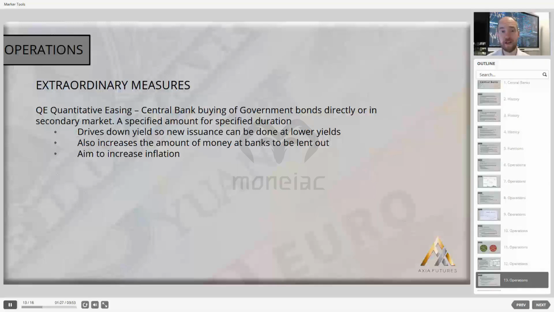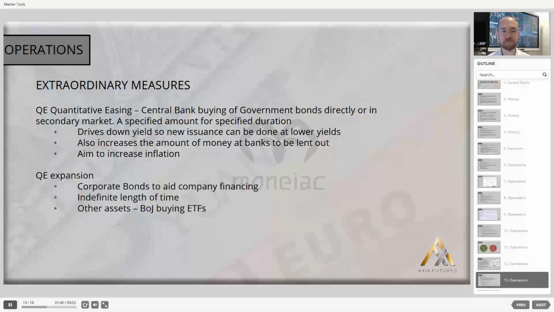Effectively, it's a repurchase operation, just without the second phase of it, where those bonds are then sold back to the bank. What the aim is, increase the amount of money in the economy. This, in theory, should then increase inflation and inflate the country out of this depressive stage that it's in.